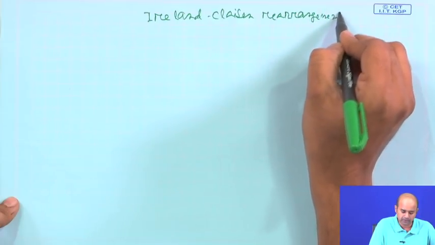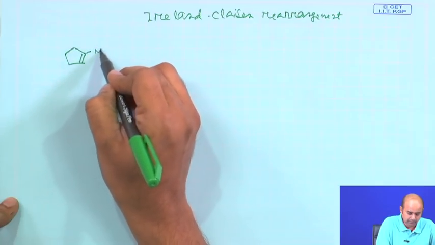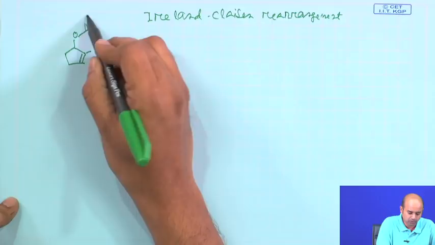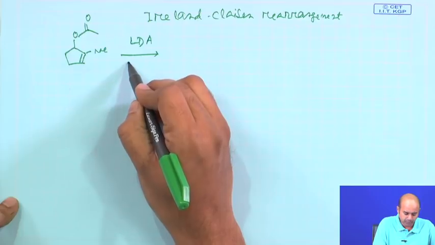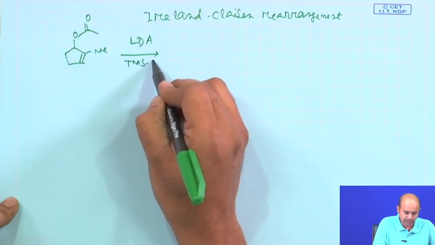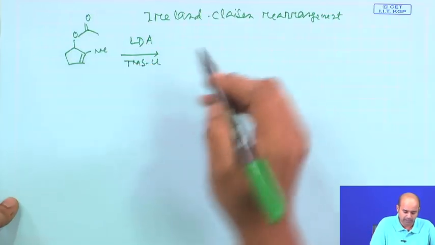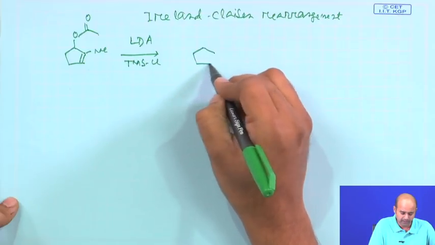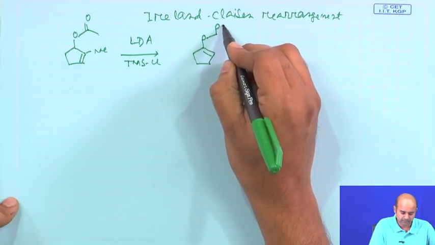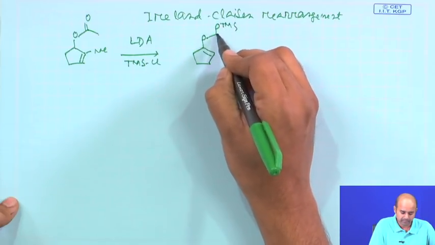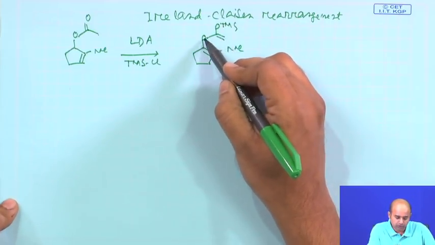Now, what exactly is this transformation? The transformation basically is that you have this methyl OCOCH3. You treat it with a base, LDA, and put in trimethylsilyl chloride. So, initially LDA will abstract this acidic proton to give you an enolate, and this enolate will then be trapped as its enol silyl ether, which is this.